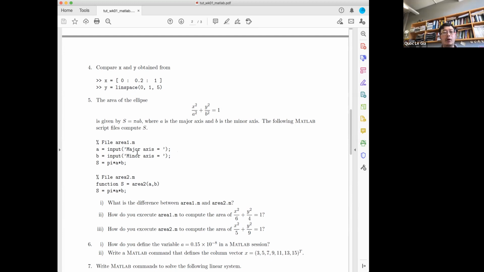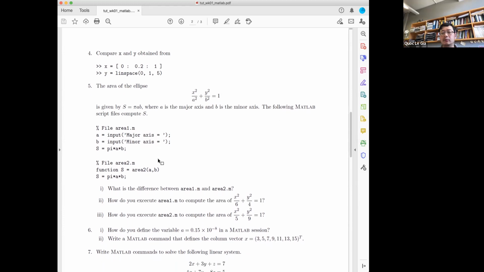Anyone, have you tried this one? Well, to run a script, you just type in area 1. So nobody has tried this one. Suppose I type this one in. I just cut and paste into my Matlab.